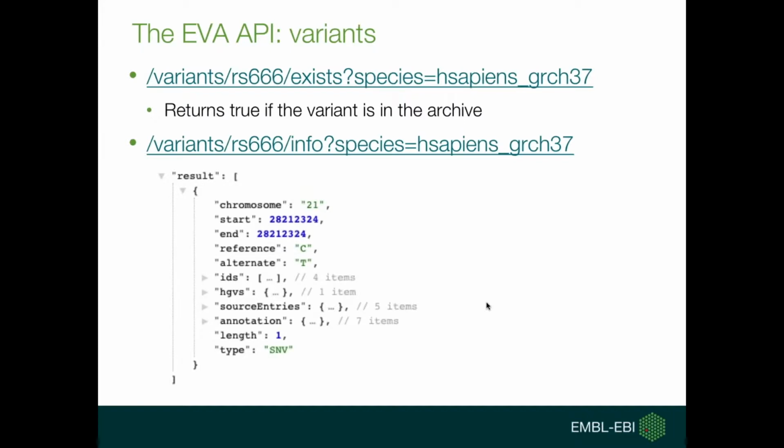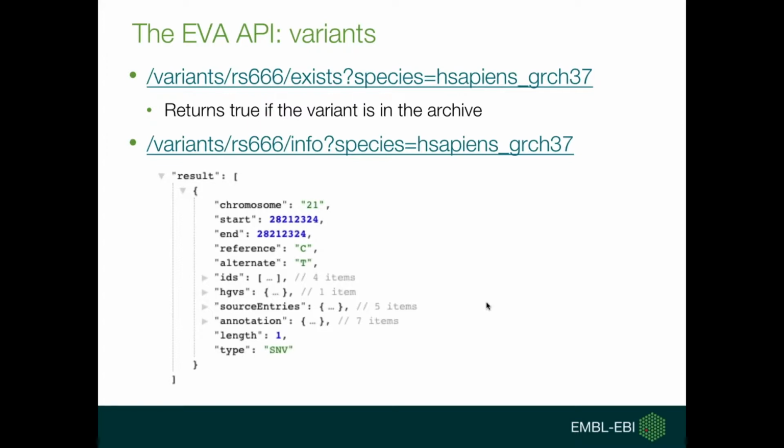Let's see some examples here from our API. The variants category has 2 main endpoints. The first one is exists, which will return a Boolean telling if a particular variant is in our archive or not. We expect here the RSID, so every variant is identified in our archive by an RSID. And we can filter by species.